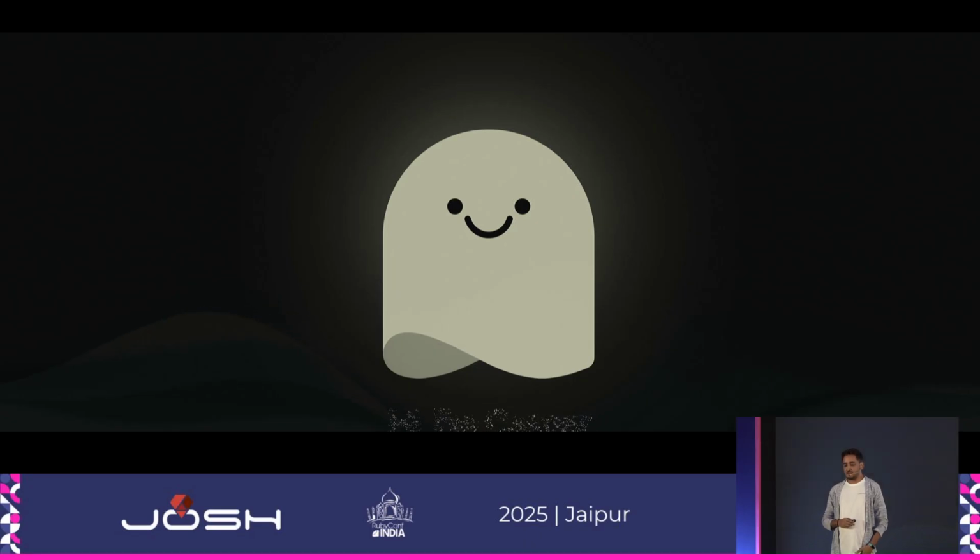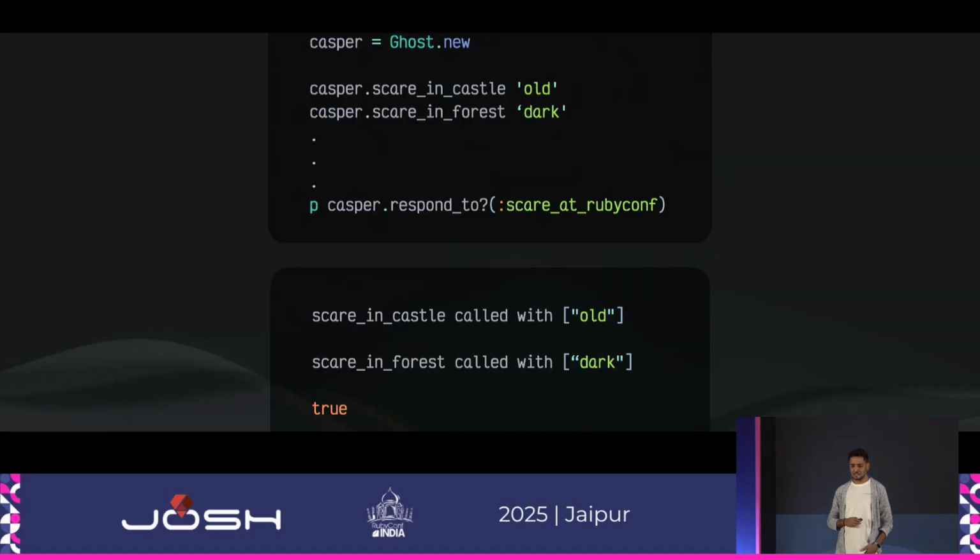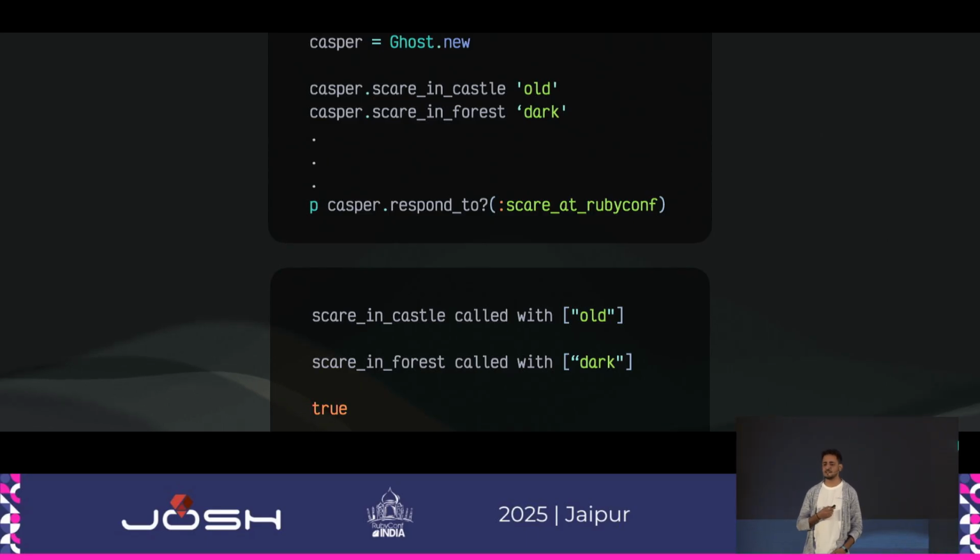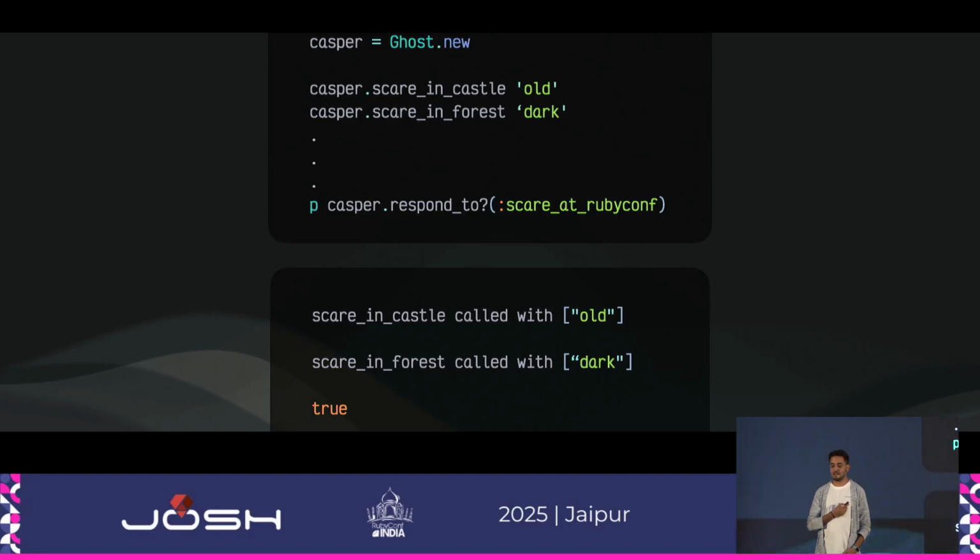This Casper says hi, and Casper is a very versatile ghost as well. You see there, Casper has the ability to scare anyone. And there are a couple of methods. Casper can scare in a castle, he can scare in a forest. Casper even has the audacity to scare at a Ruby conference as well. But it's Casper, a friendly ghost. It's a peekaboo kind of scaring, not the serious scaring.